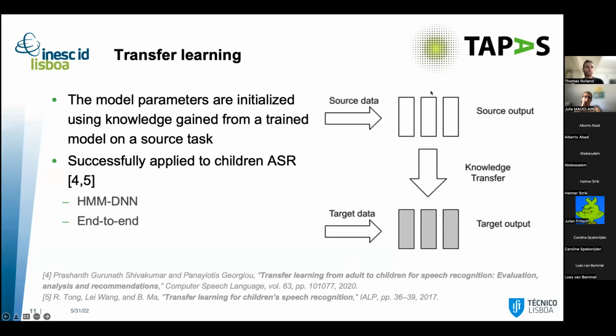Usually what people do in children's automatic speech recognition is first train an adult model. They train this adult model, so it's going to learn the patterns of how adults speak.